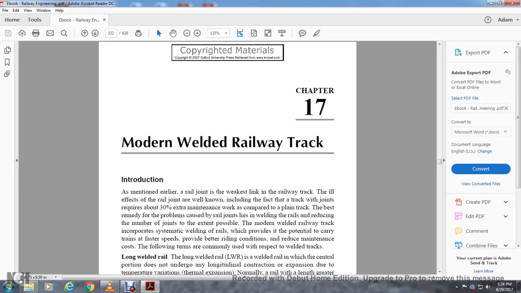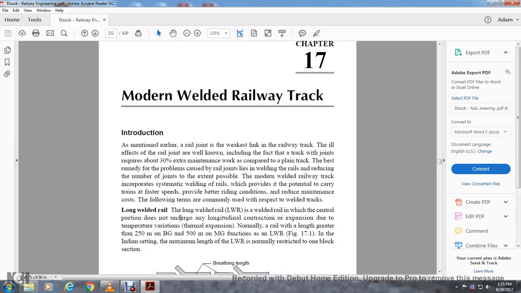joins an extensible path of the bottom weld of the railway track and incorporates systematic welding repairs, which provides the potential to carry trains faster and provide better riding conditions. It reduces maintenance cost. The following terms are commonly used with respect to welded tracks.